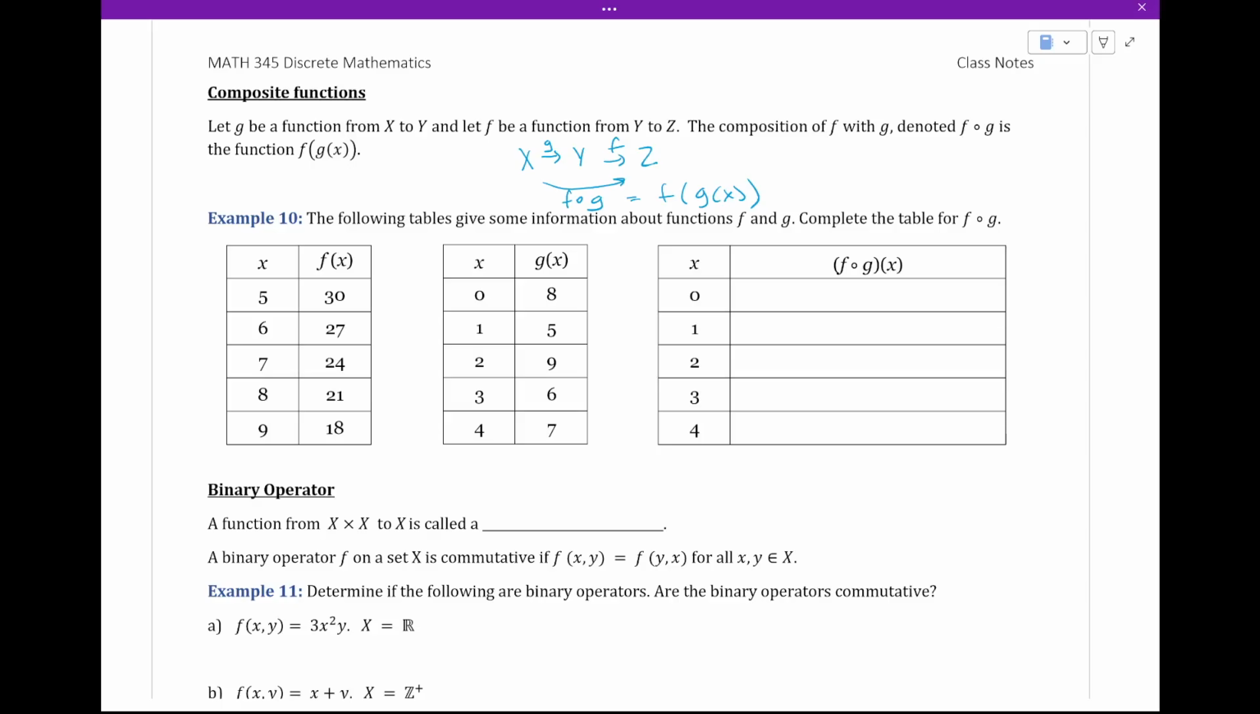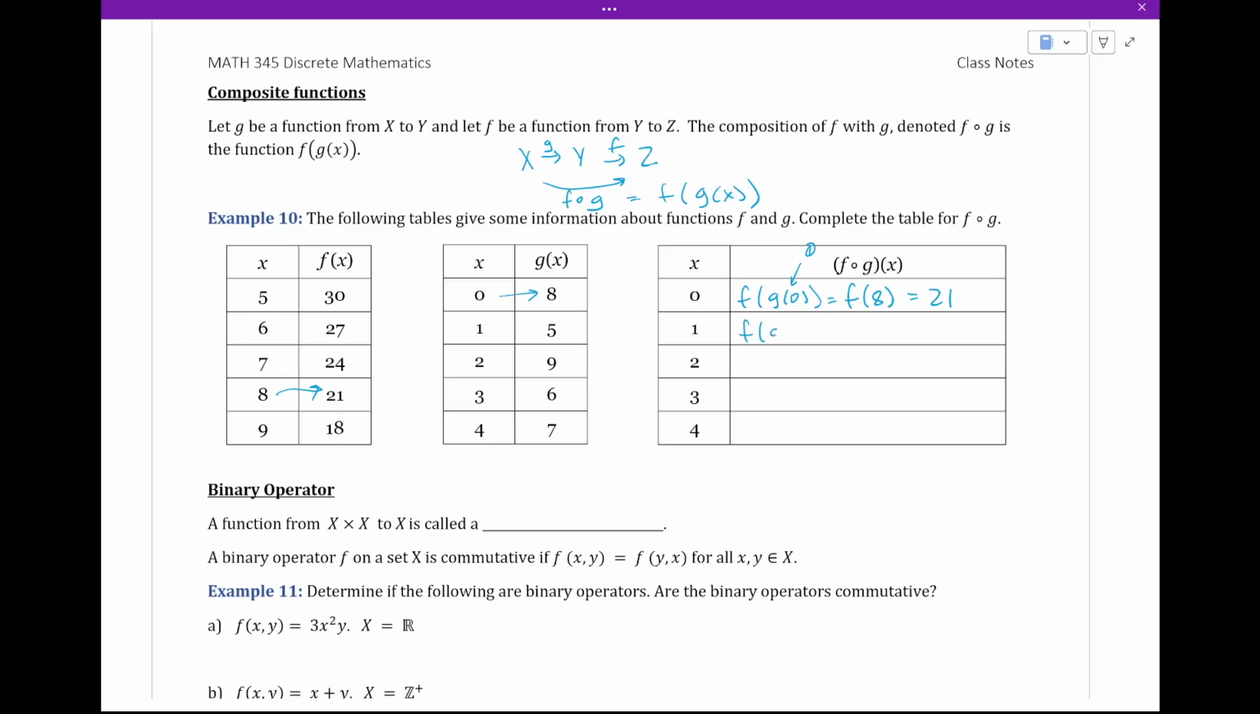Here in example 10, I have a table that gives some information about f and g, and I want to complete the table for f of g. So f of g of 0: the first step would be to find g of 0. You start on the inside. Well, g of 0 is 8. So what is f of 8? I did that. f of 8 is 21.